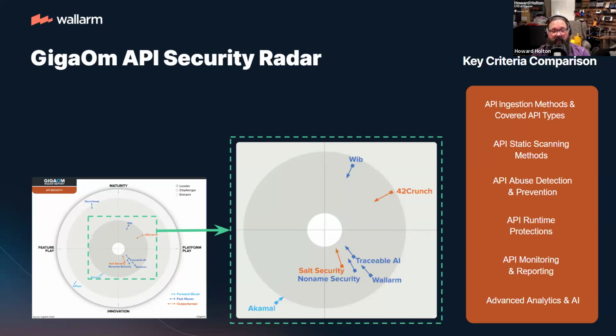So static scanning methods, monitoring and reporting, great places to start. They're kind of the low-hanging fruit, and you're going to get a ton of value from being able to wrap your arms around what that estate looks like.